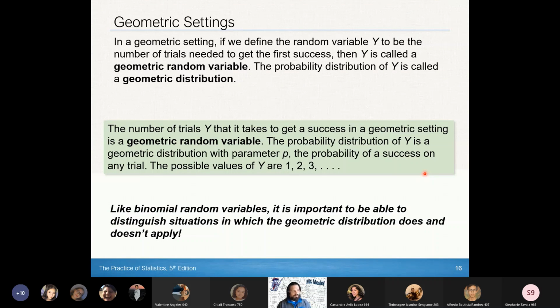Like binomial random variables, it is important to be able to distinguish situations in which the geometric distribution does and doesn't apply. Mainly, are you being asked to find how long you expect it to take to get the first success? That's geometric. It's like how many trials would it typically take to get one success in whatever you're doing? That's geometric. So you're looking for those kinds of cues.